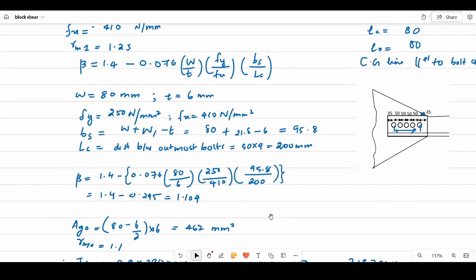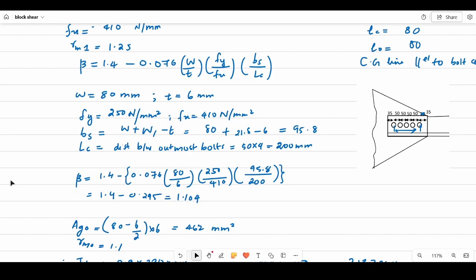Now substitute all these values in our beta equation, which is written here. W will be 80, T will be 6, and we will get a value of 1.104. And we can also check whether this beta value is less than fu by gamma m1 times gamma m0 over fy, which is given in clause 6.3.3, which is always 1.4, and also this value must be greater than 0.7. So our 1.1 satisfies both of these. It falls between 1.4 and 0.7, hence it is safe.